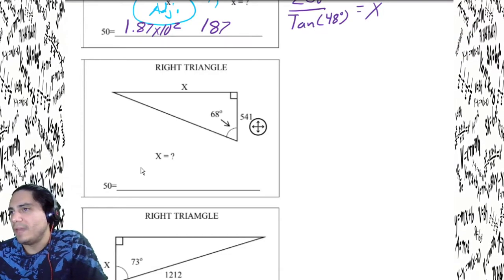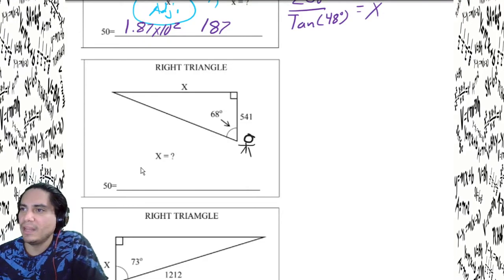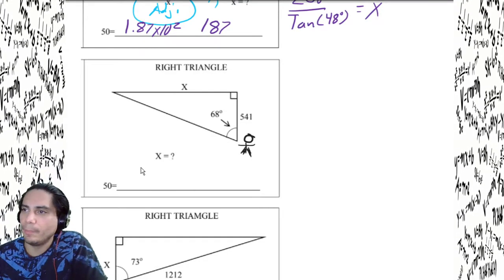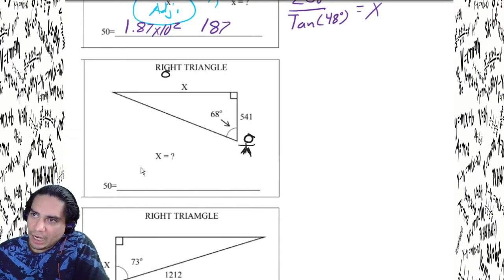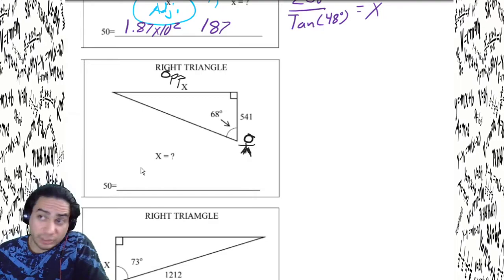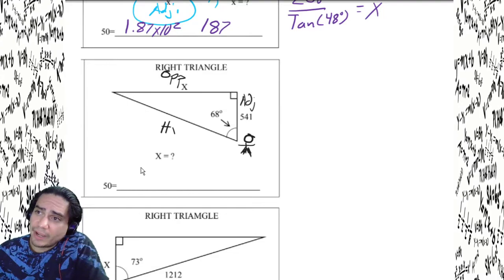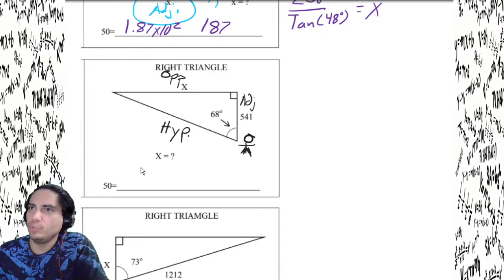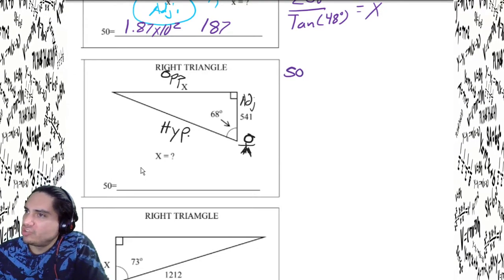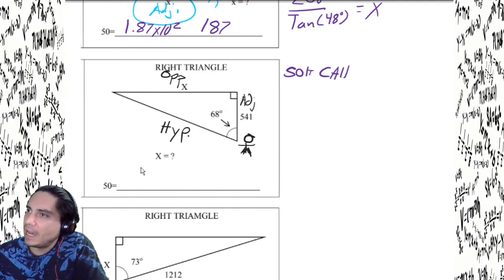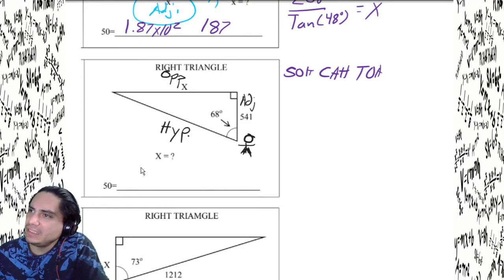All right, let's set this bad boy up. Anyways, we got ourselves our opposite right here. Remember, it's the opposite leg. We got ourselves the adjacent leg. And of course, we got our hypotenuse right there. So we're going to go ahead and use our trigonometric ratio, SOHCAHTOA, and see what we got to use.